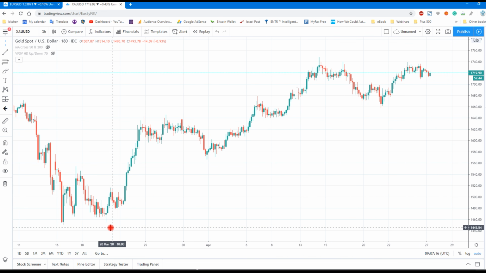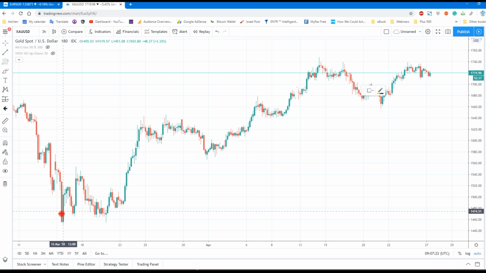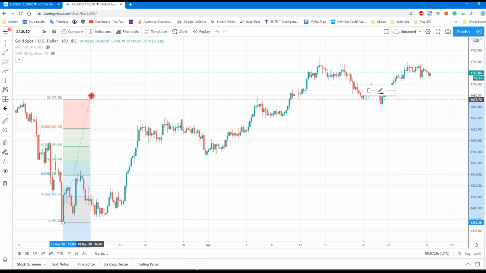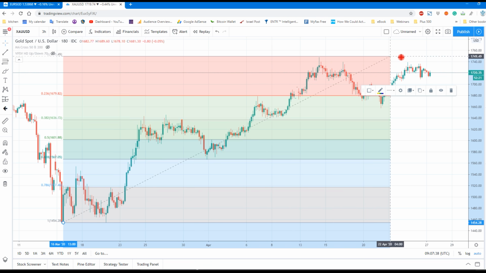Okay, now we've identified the swing high and the swing low. So we go over here and locate our Fibonacci retracement tool, and we take it to our swing low, and we pull it all the way up to our swing high. Now our swing high is here. It's the highest point it moved in this uptrend.